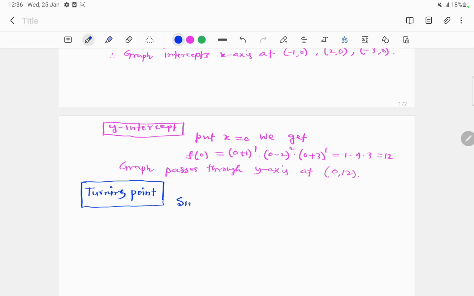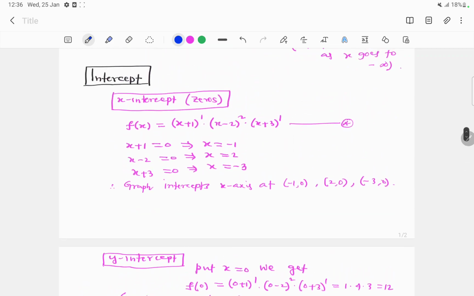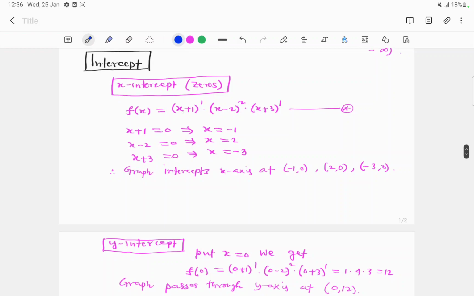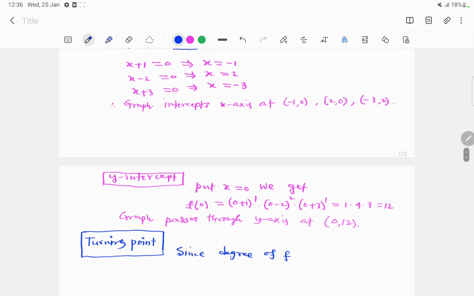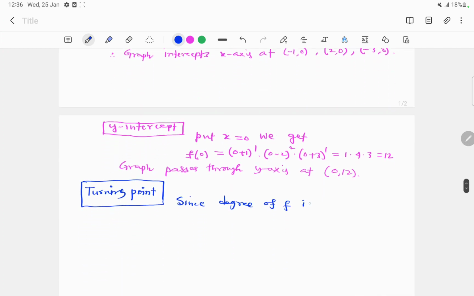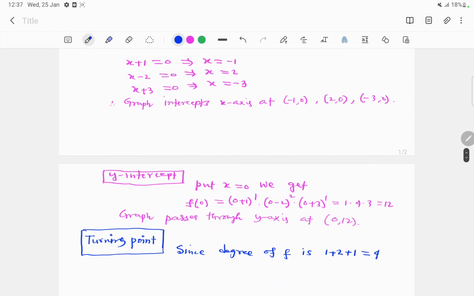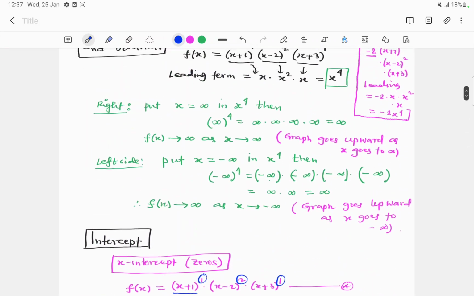Since degree of f, so degree of f is here. How do we calculate degree? Look at the polynomial. From here we have degree 1 because power 1 we have. Here we have degree 2, here we have degree 1. So the total degree is given by 1 plus 2 plus 1, so basically 4. Otherwise, you can do it without doing it like this. Why are we getting 4? Because the leading term power will be the degree.